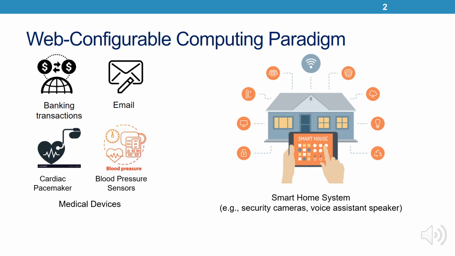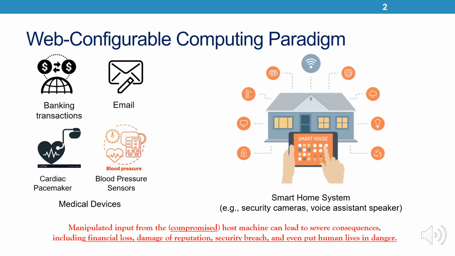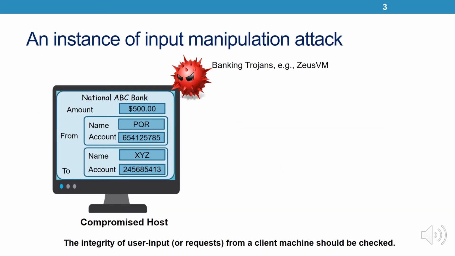The compromised host machine is one of the biggest threats in the computing paradigm, and manipulation of input from such a compromised host machine can lead to severe consequences, including financial loss, damage of reputation, security breach, and even put human lives in danger. Let's look at an instance of an input manipulation attack.